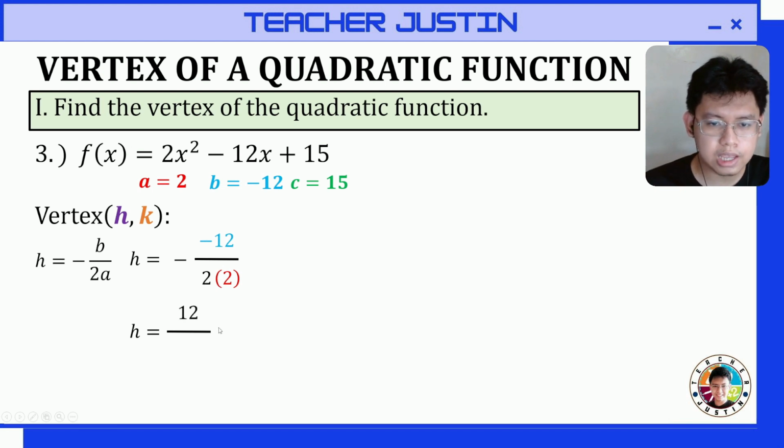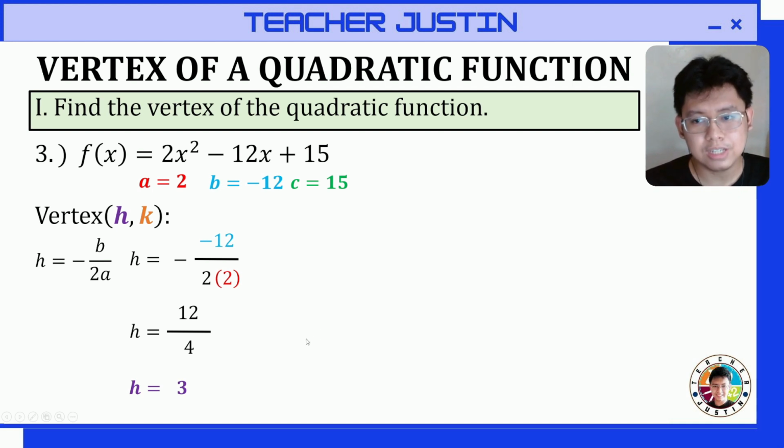2 times 2 is positive 4. Now, let's divide 12 and 4. 12 divided by 4 is 3. So, we will have the value of h which is equal to 3. Now, since yung h natin is an integer, we can solve for the value of k by using the formula k is equal to f of h.